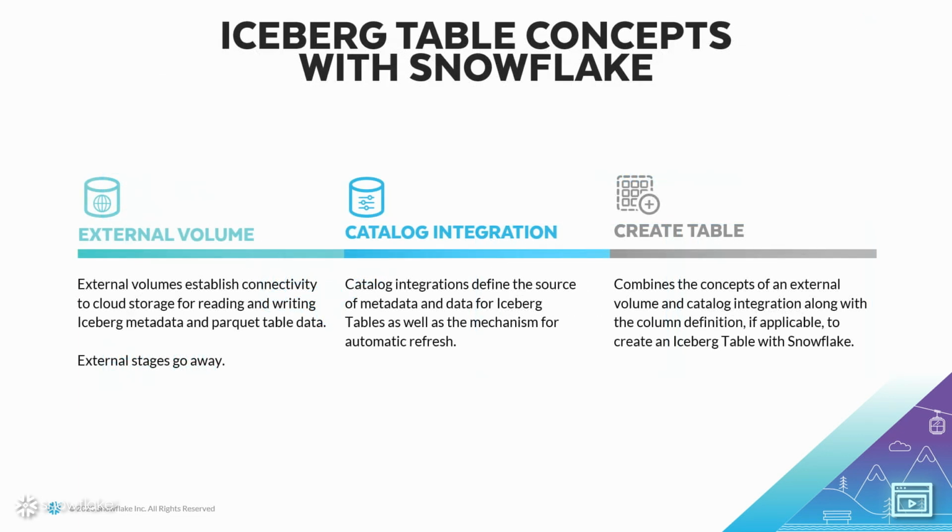There are some concepts that change with this and some that don't. If you are familiar with external tables, you've used external stages, those you won't need with Iceberg anymore. You're going to just use external volumes, which we'll talk about. The second, we've developed a brand new concept called a catalog integration. And Ron will actually show the catalog integration we've developed for AWS Glue.